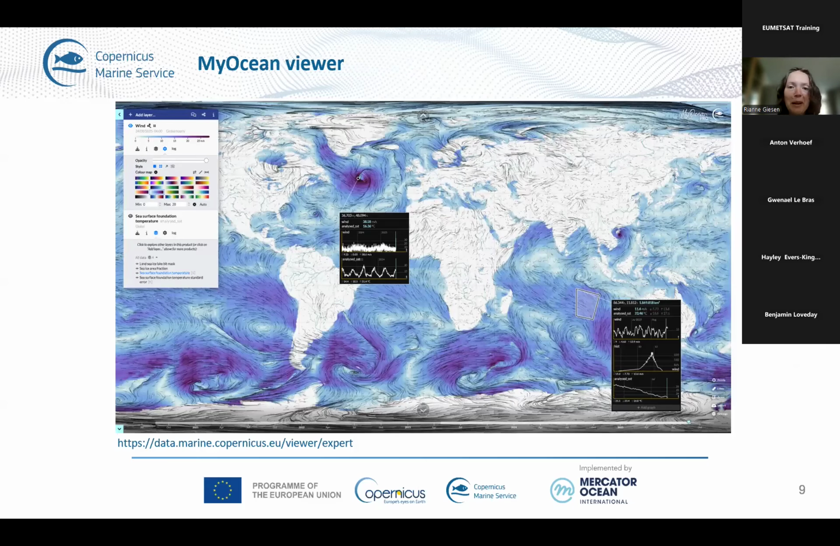Anton already has shown you a lot of different viewers, but Copernicus Marine Service also has a viewer where you can look at the different products they provide in different ways as well. They also provide trajectories and things you can look at, and you can really customize the viewer to what you like. You can change color maps, ranges, and combine different data sets. You can zoom into regions and click on a certain point, see time series. And you can also use the viewer to download data for your region or period of interest.